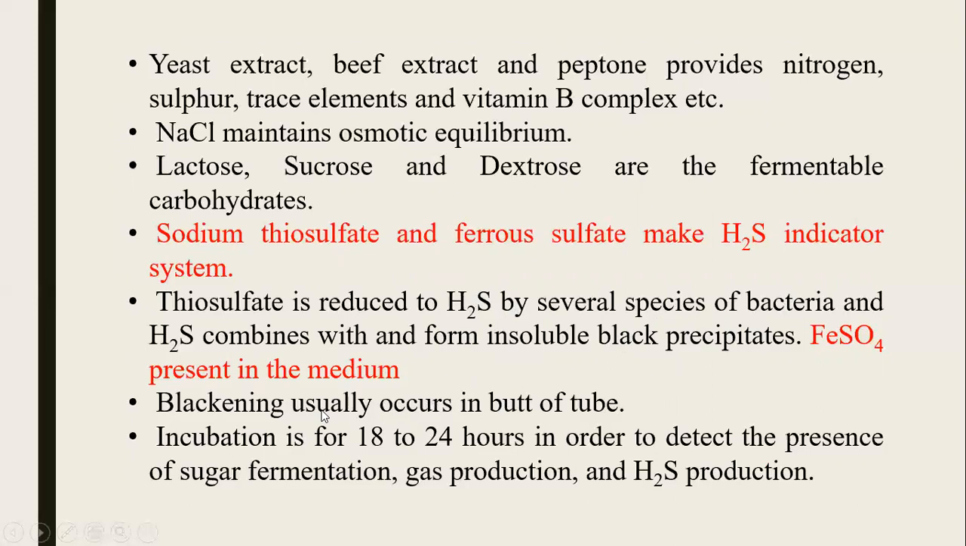After inoculating the test organism in triple sugar iron medium, it has to be incubated for 18 to 24 hours. Here three tests are detected together: sugar fermentation test, gas production test, and hydrogen sulfide production. Sugar fermentation is detected by the pH indicator, a change of color of the media. Gas production is indicated by inserting Durham's tube in the medium. And hydrogen sulfide production is detected by change of the color of colonies to black.